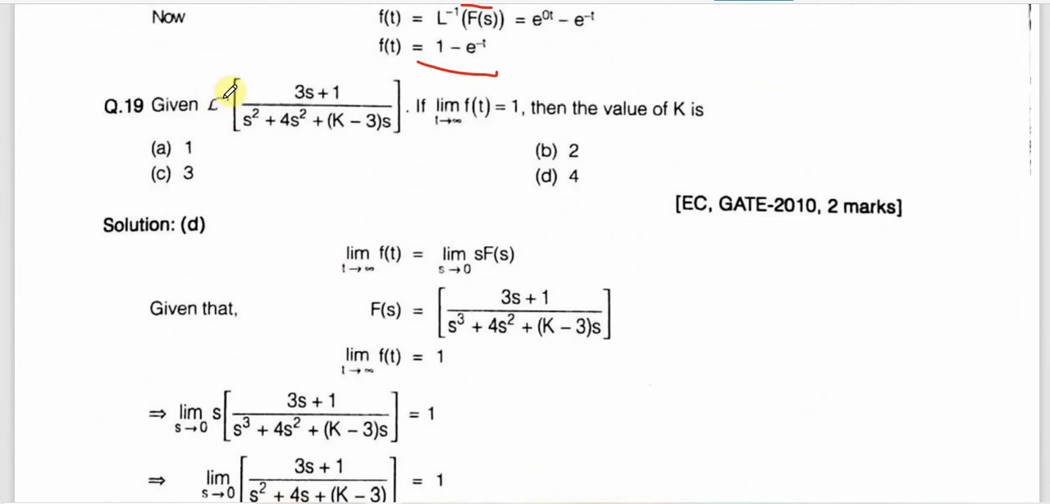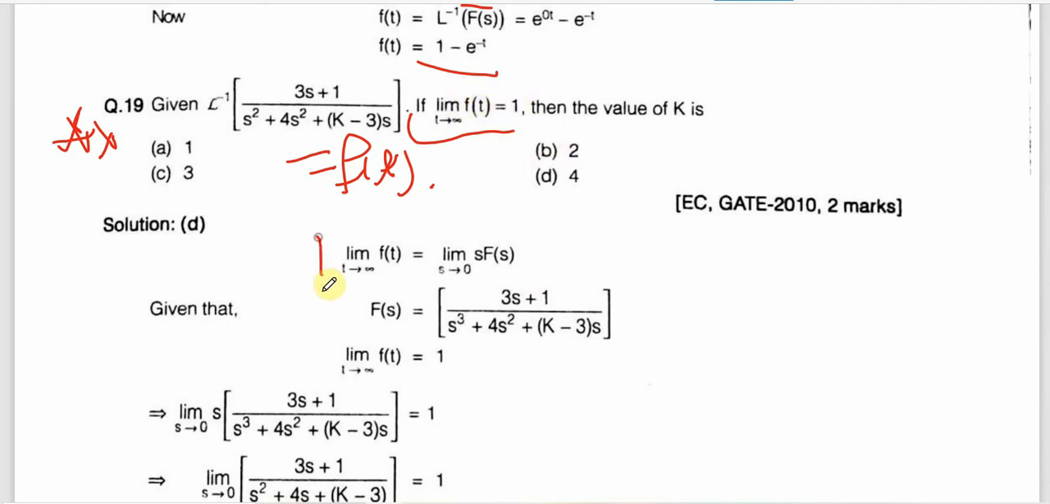Now the Laplace inverse of 3s plus 1 upon s square plus 4 square. This is important. This type of question might come. Laplace inverse of 3s plus 1 upon s square plus 4 square, this, if limit of f of t, oh, here is some mistake, a printing mistake. The Laplace inverse of this is equal to f of t, then the problem is, if t approaches infinity, the limit of f of t is 1, then what is the value of k?